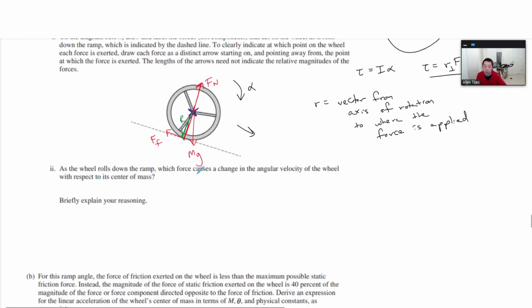As the wheel rolls down the ramp, which force causes a change in the angular velocity? So what's causing the torque? It is the static frictional force. And the explanation is everything I just said to you. Fn can't exert a torque because it's parallel to the r vector. And mg acts at the center of mass, at the axis of rotation. It also doesn't exert a torque. So the static frictional force only exerts a torque.